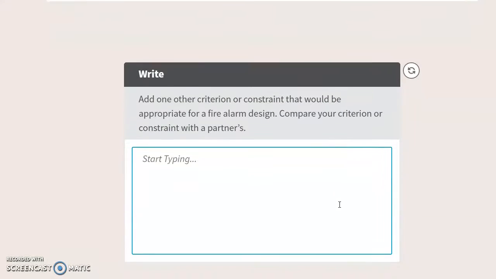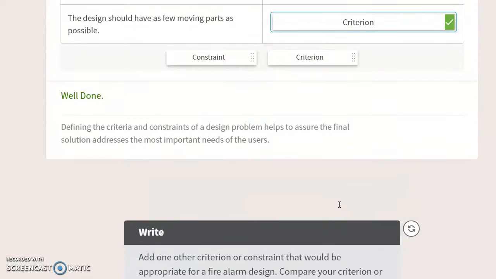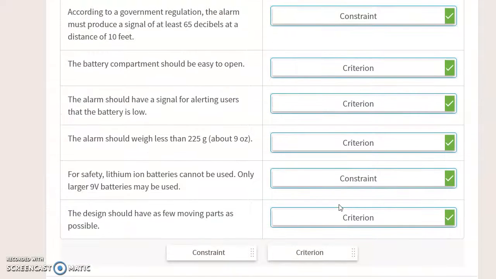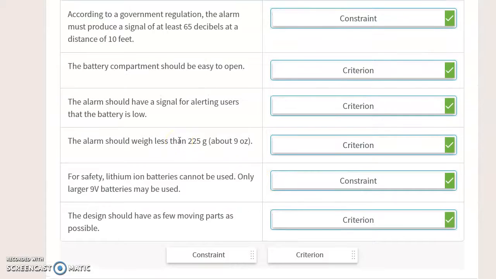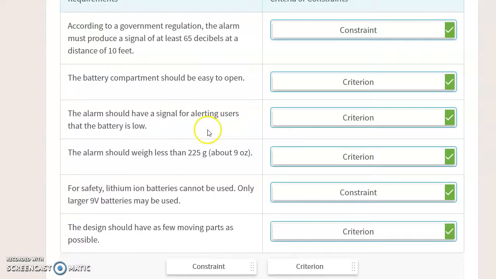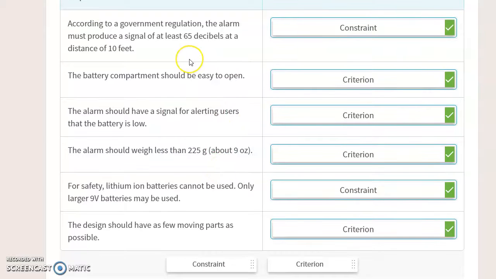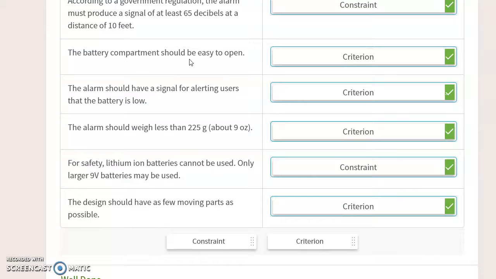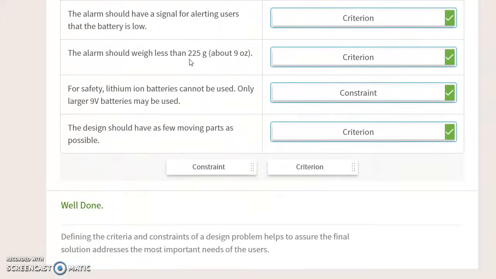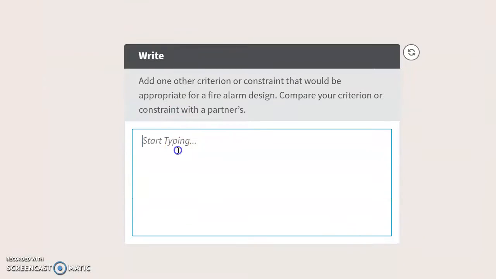Okay. Add one other criterion or constraint that's needed for a fire alarm design. Okay. So what did they not say? They said how much it should weigh, battery life, how much to open, how loud it has to be, not a lot of parts.